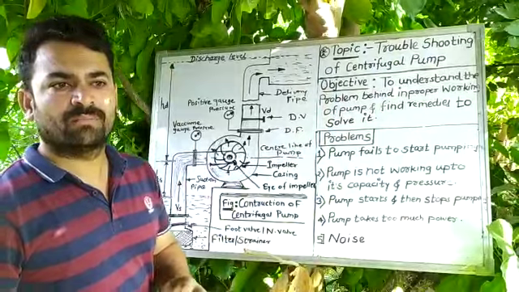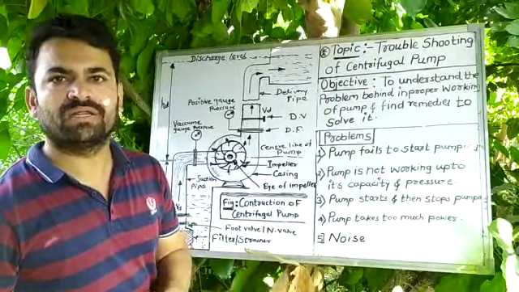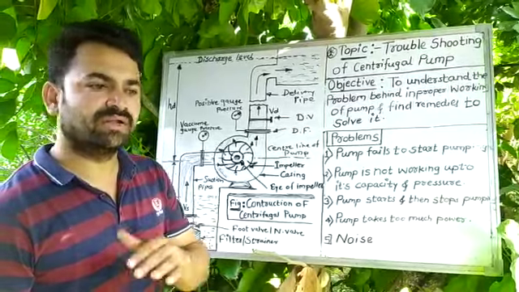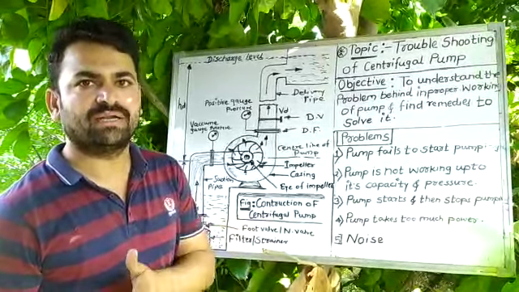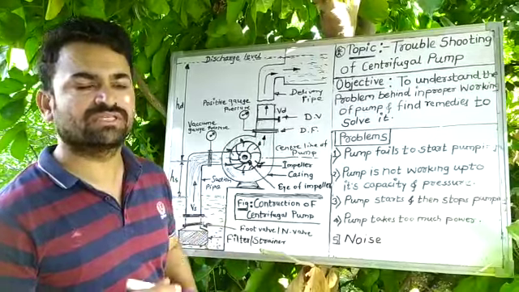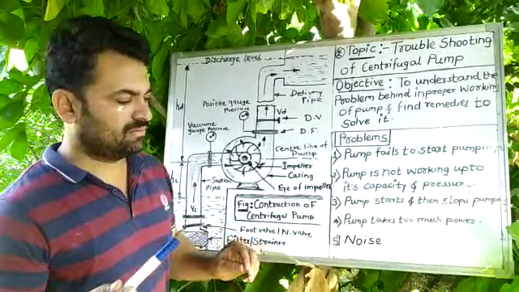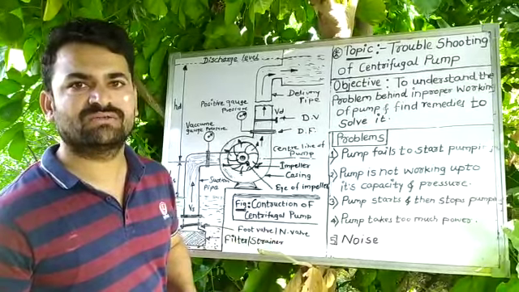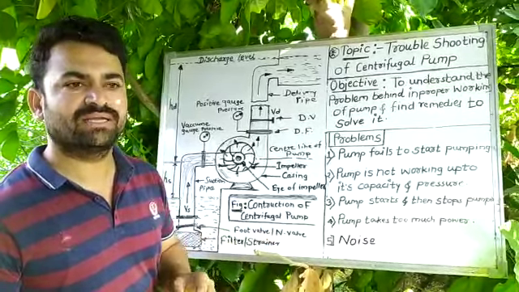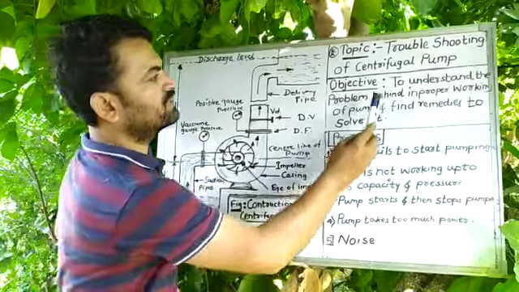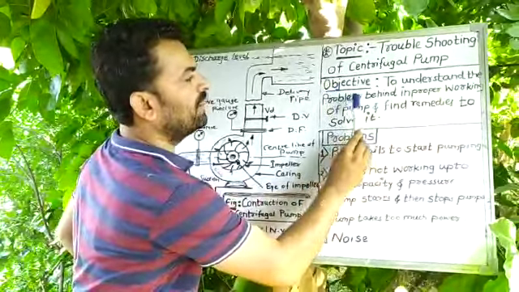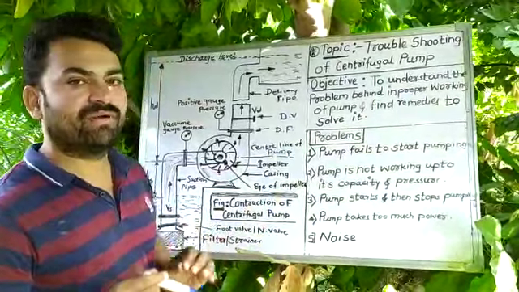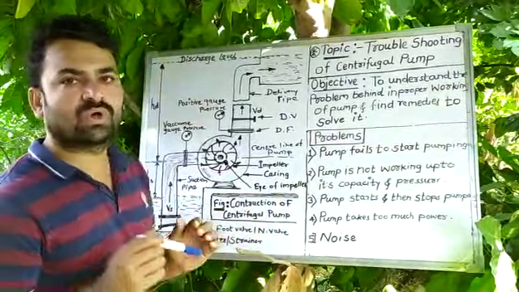Troubleshooting means what? Pump may not work properly due to different reasons, and in this video we are going to observe different problems and find out the different solutions and remedies for the same. The objective of this video is to understand the problem behind improper working of the pump and find out remedies to solve the problem.